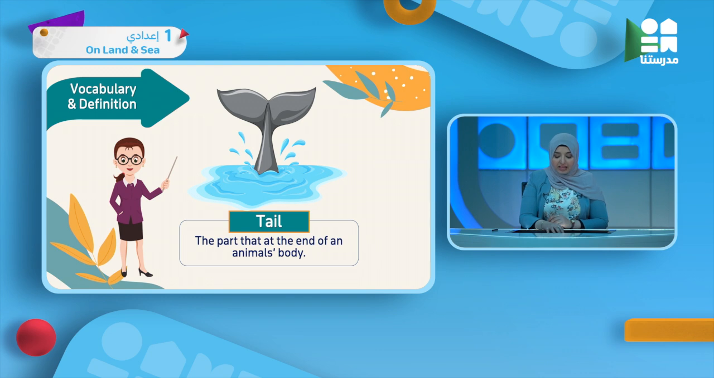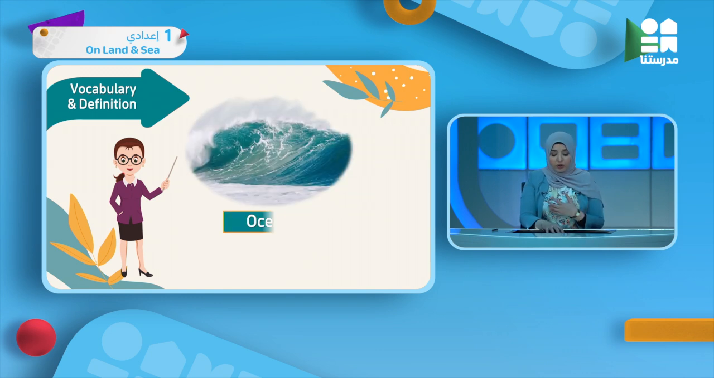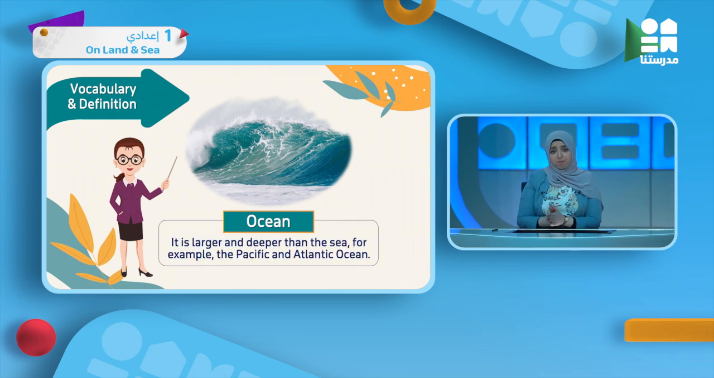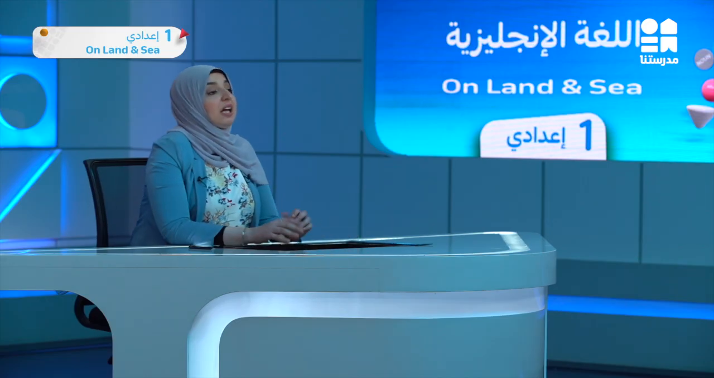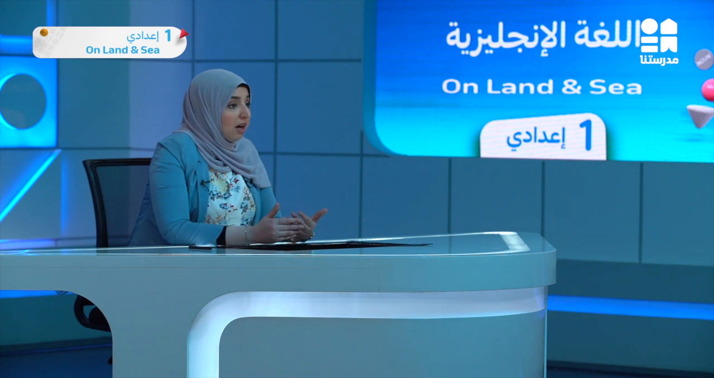Okay? And whale lives where? Yes, in the ocean. Ocean is large and deeper than the sea. المحيط هو طبعا أكبر وأعمق من البحر. For example, the Pacific Ocean and the Atlantic Ocean. Okay? Here we talked about different sea animals.